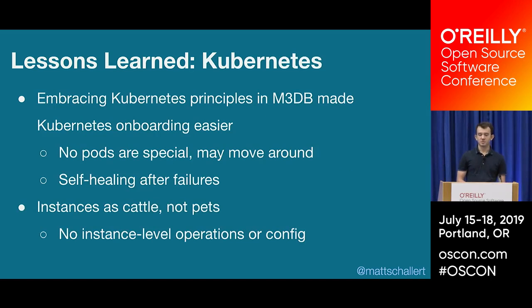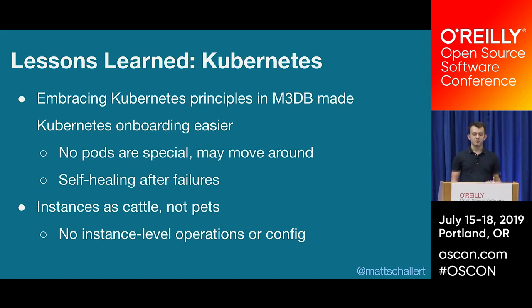And when it came to making M3DB run on Kubernetes, we found that it was much easier because we had embraced some of these Kubernetes principles in our own system. So for example, where Kubernetes encourages you to treat pods as ephemeral and subject to being moved around, we embrace this by having quorum reads and writes of all the data and by having fault tolerance in accordance with these failure domains.